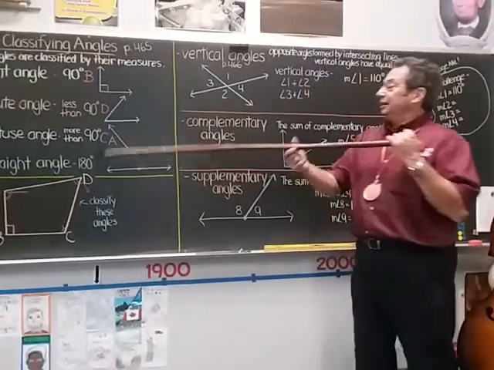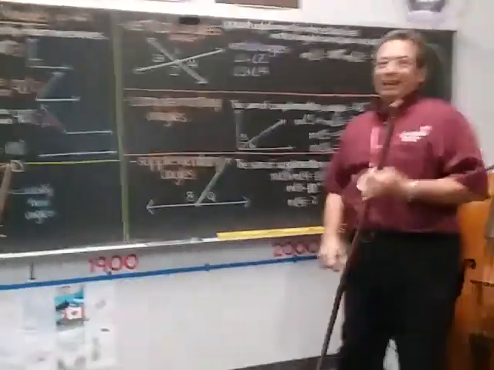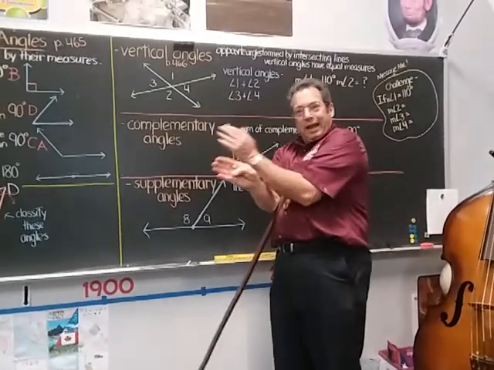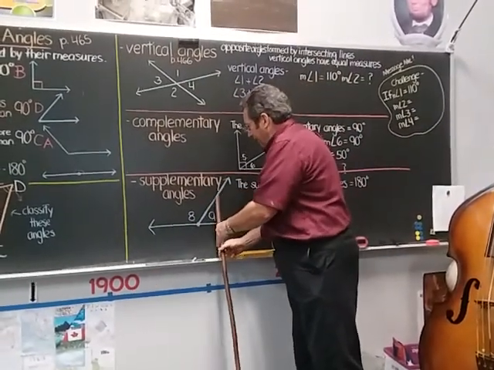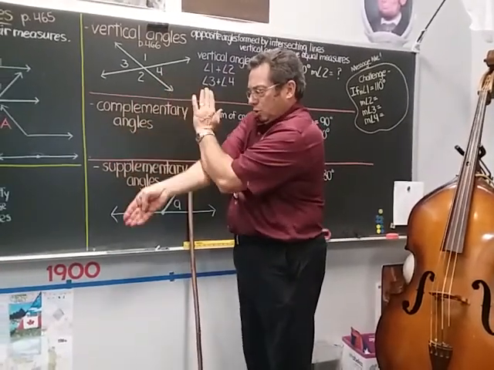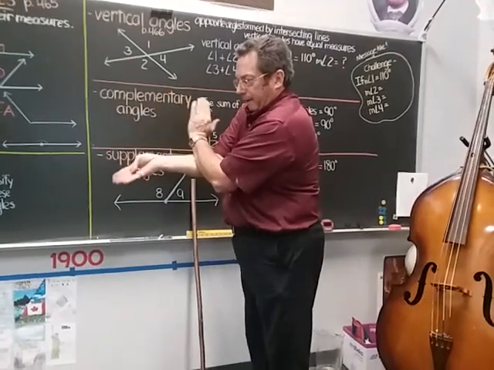First off, let's talk about these. Vertical angles. Now, you know, this is kind of like scissors. You know how scissors, they kind of come together and they make, you know, like an X, but you can go like this. You go scissors.